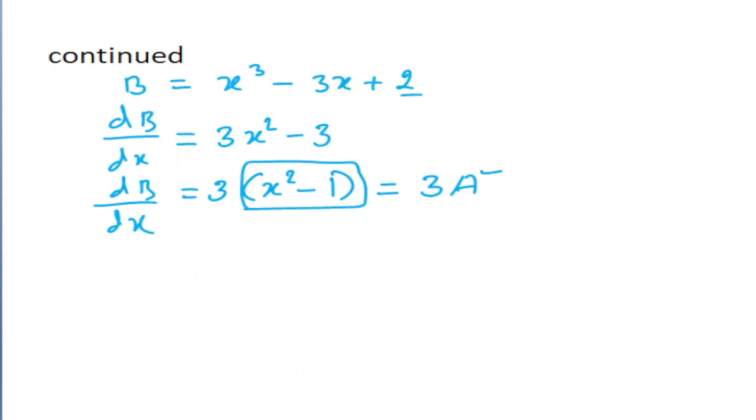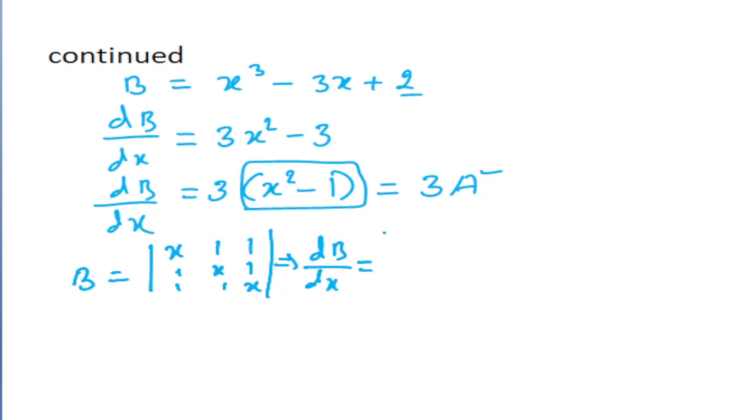Friends, whenever a determinant is given to us like this, whichever determinant, x 1 1, 1 x 1, 1 1 x, whatever the determinant is, to find dB by dx we have one more method, that is, differentiate the first row and keep the remaining two rows as they are. Differentiation of x is 1, differentiation of 1 is 0 and 0, and the remaining two you keep as they are, 1 1 x. This is one more method of finding the derivative of a determinant.